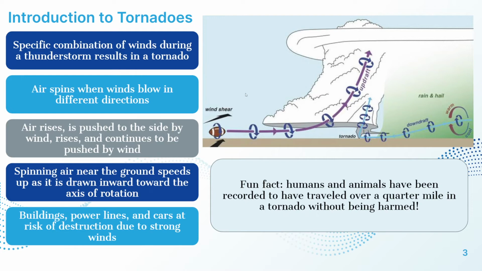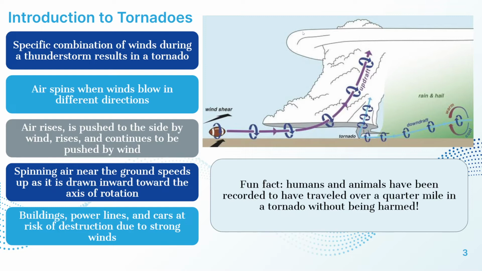The definition of a tornado is the specific combination of winds during a thunderstorm, which then results in the tornado itself. So first off, the air begins to spin when the winds blow in different directions, and then that air starts to rise and it begins to get pushed to the side by the wind.